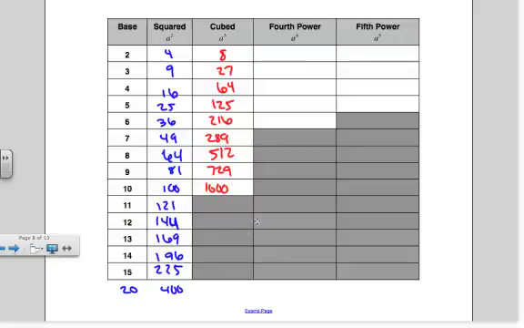Okay, 10 to the fourth is 10,000, 10 to the fifth is 100,000. Okay, so those are some you might want to just keep track of. But the other ones, all right, so 2 to the fourth power is 16, 2 to the fifth power is 32. 3 to the fourth power is 81, 3 to the fifth power is 243.